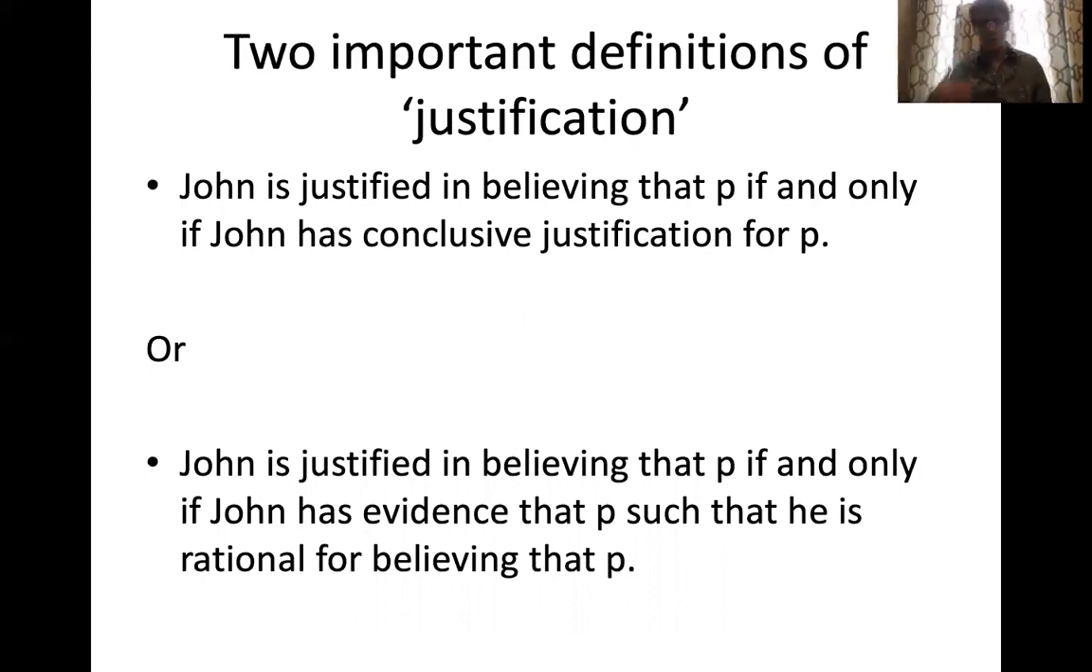The other, weaker version of justification is: John is justified in believing that P if and only if John has evidence that P such that he is rational for believing P. So the idea here is that he has some body of evidence which leads him to the conclusion that P. This is more the definition of justification that we've been thinking about in the previous lecture, but we're going to be looking at this first one a little bit more.